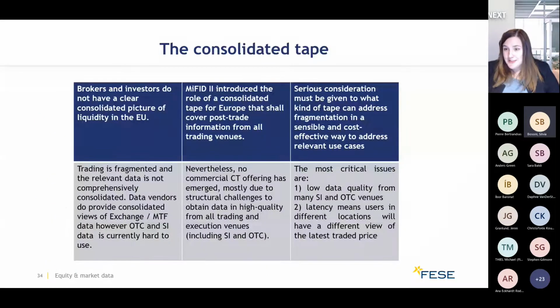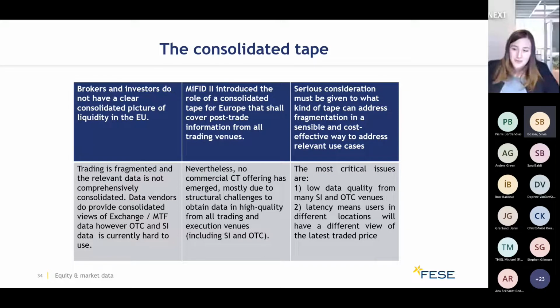Then we go to the consolidated tape, a very recent debate, of course, with the European Commission, who last week published its proposal for a European consolidated tape. So why a consolidated tape? In the end, all the investors in the market need a good picture of what's happening in there. And there's currently an assessment that it could be better, let's say that way.